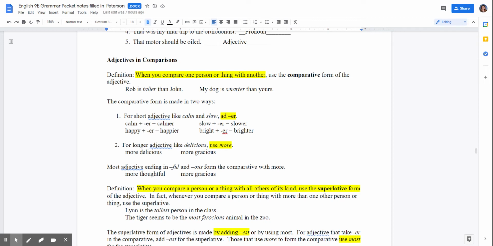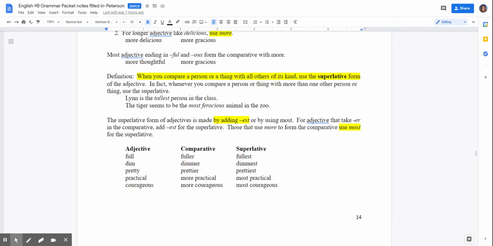Definition. When you compare a person or a thing with all others of its kind, use the superlative form of the adjective. In fact, whenever you compare a person or a thing with more than one other person or thing, use the superlative. So, for example, Lynn is the tallest person in the class. So, of all the students in the class, Lynn is the tallest. The tiger seems to be the most ferocious animal in the zoo. Of all the animals in the zoo, the tiger is most ferocious.